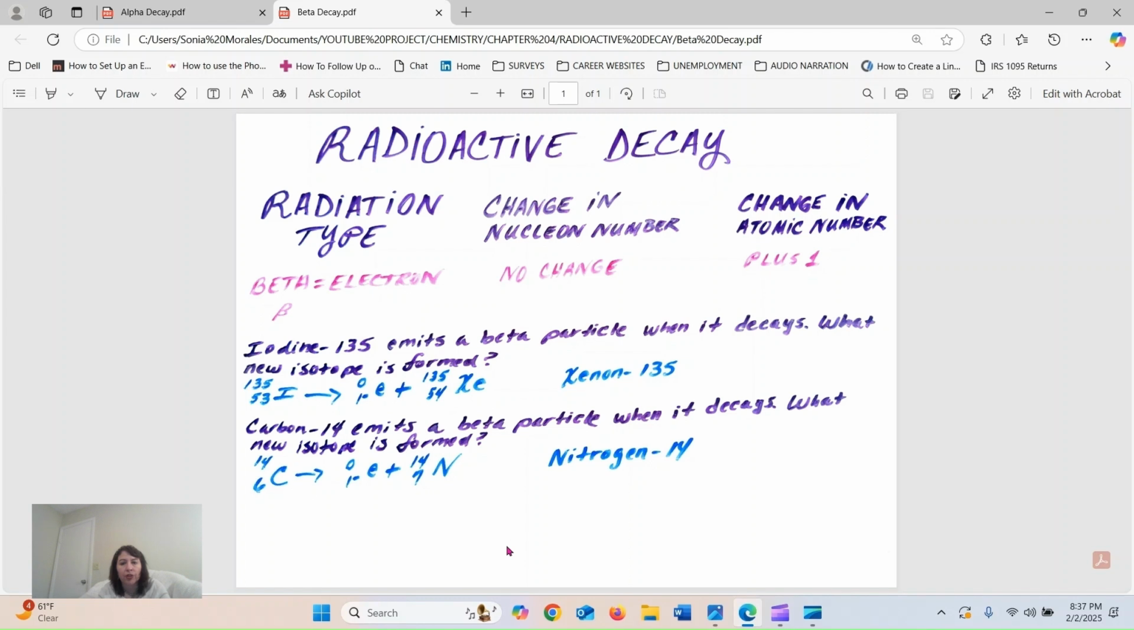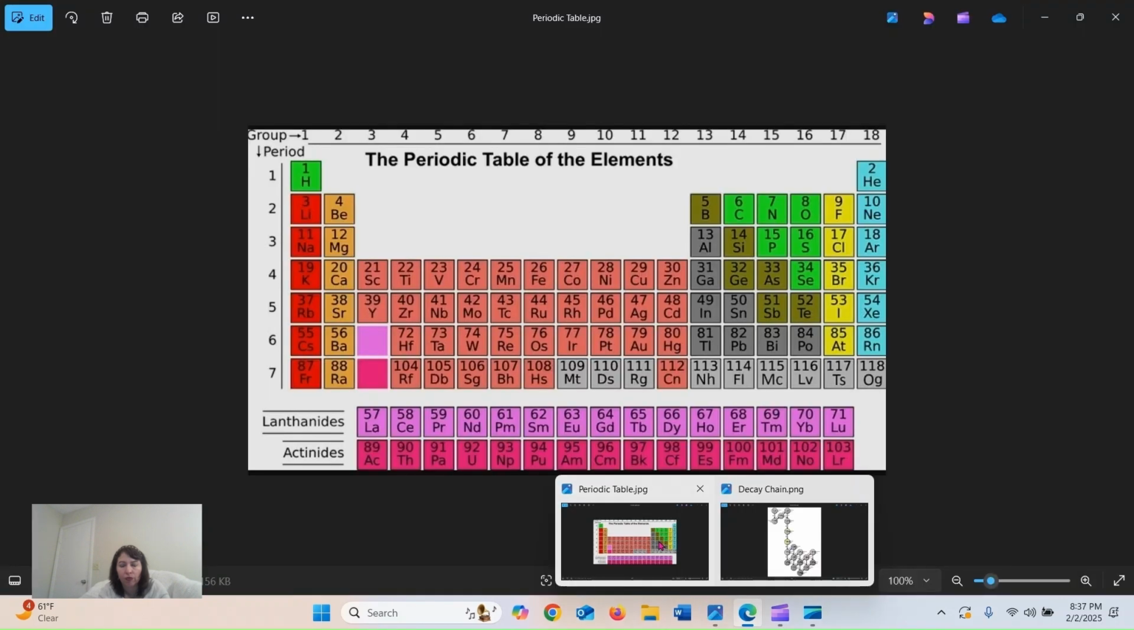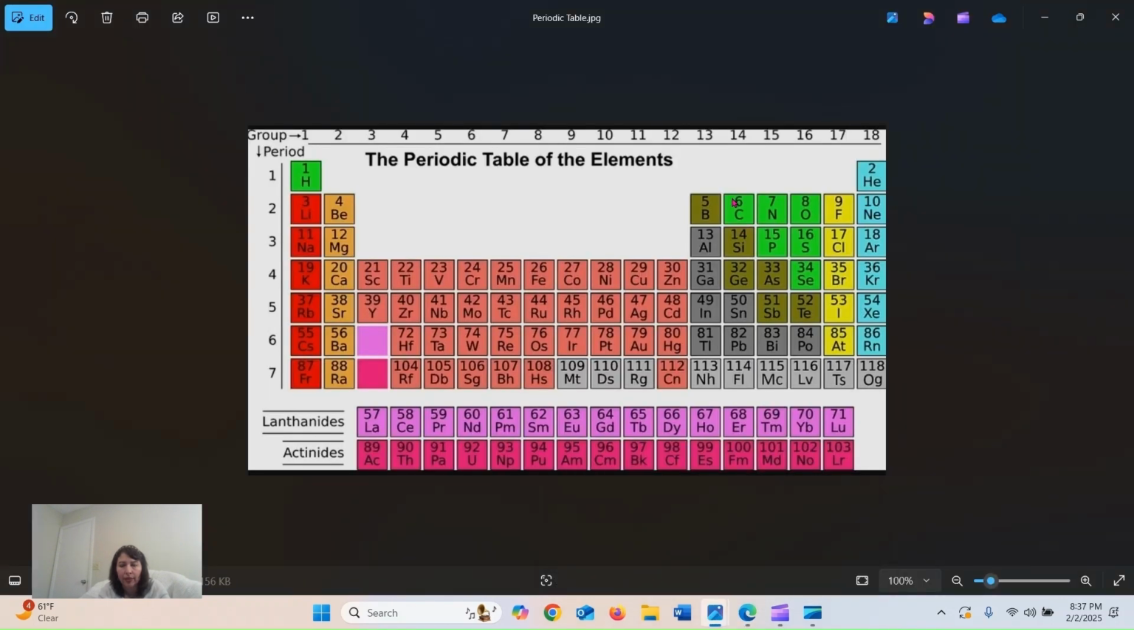So now let's go to the next problem. Carbon-14 emits a beta particle when it decays. So what new isotope is formed? Well, here you have carbon. It's a capital C. The nucleon number is 14, and the atomic number is 6. And if you go to the periodic table of elements, you'll find that carbon is here, atomic number 6.